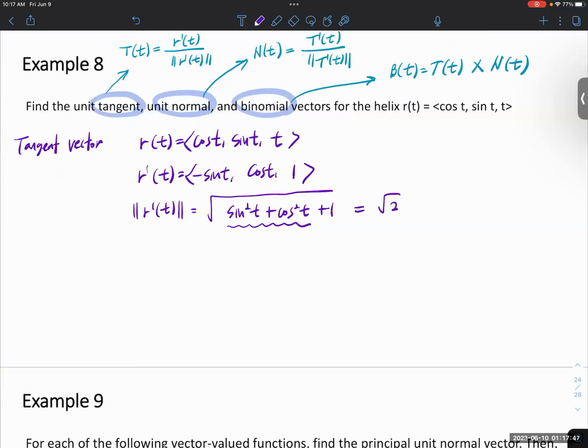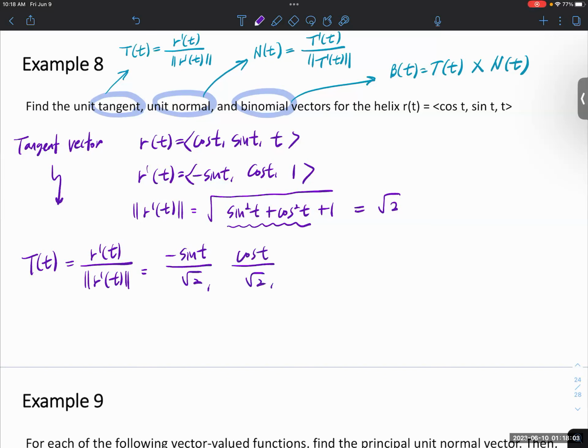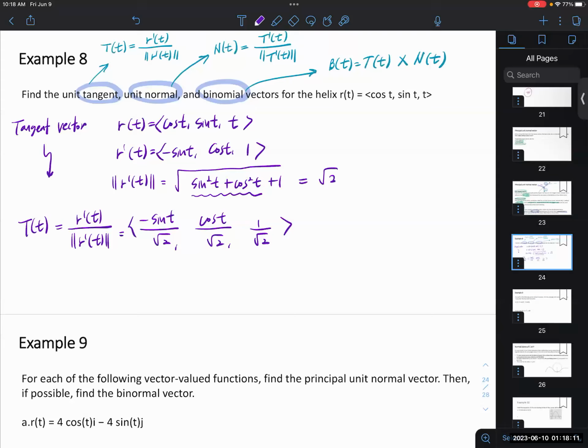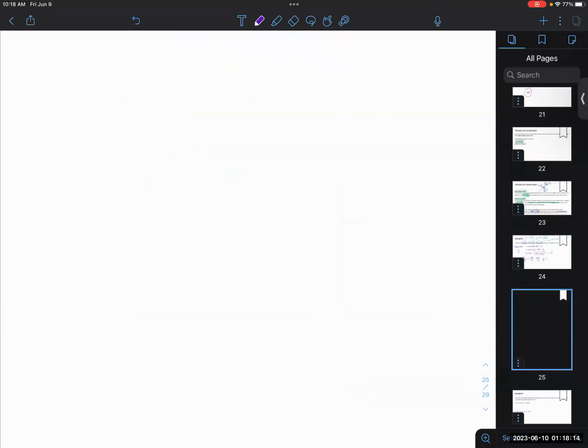So now we can find the tangent vector, r prime t divided by the magnitude of r prime t. So that's going to be negative sine t over radical 2, comma, cosine t over radical 2, comma, 1 over radical 2. Are you following? So we found the tangent unit vector. Now what can you do? You can find the normal unit vector.